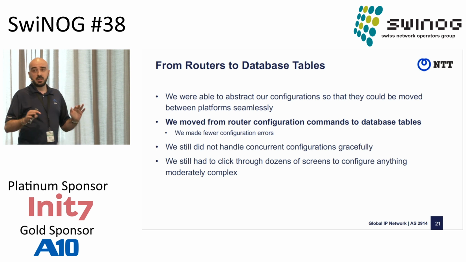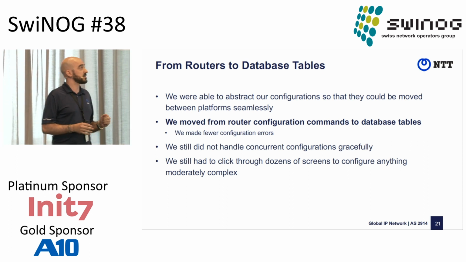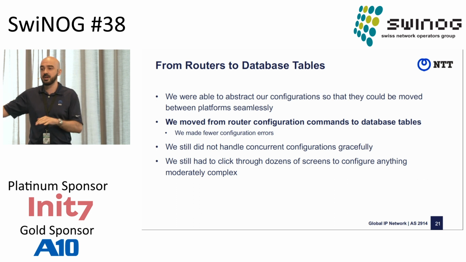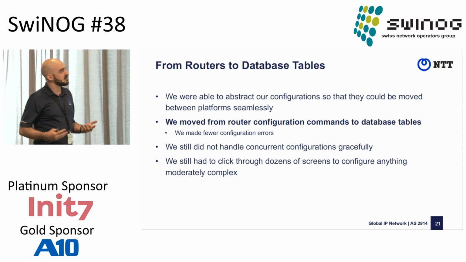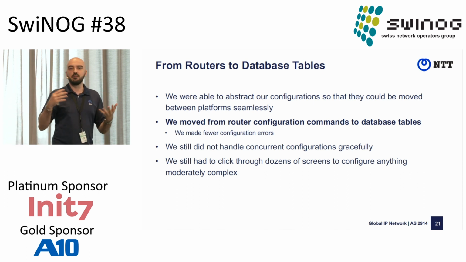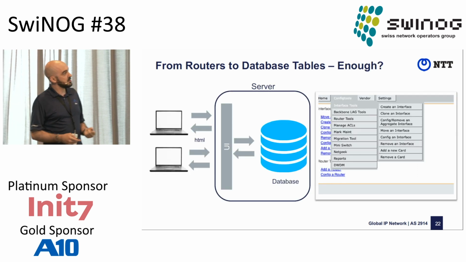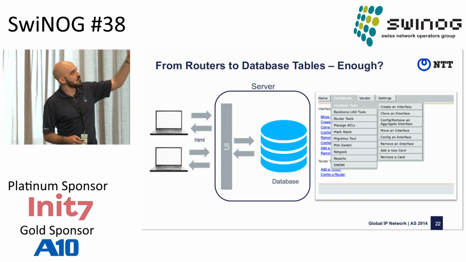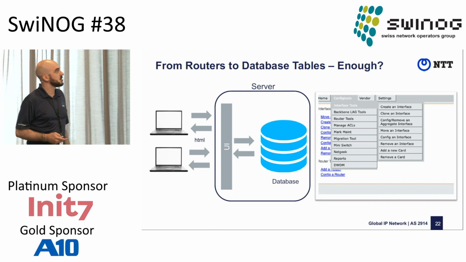Now, this was important for us, and we still do not handle gracefully, for example, concurrent configuration. So if I change an interface and one of my colleagues changes another one, and clicks deploy, it is going to deploy my stuff as well. That is a problem. We also still had to click through thousands of pages to configure network configurations that are moderately complex. And then you can see what I mean. For an interface, you have create, move, config and so on, and maybe you have to do multiple interfaces, a lot of clicking.